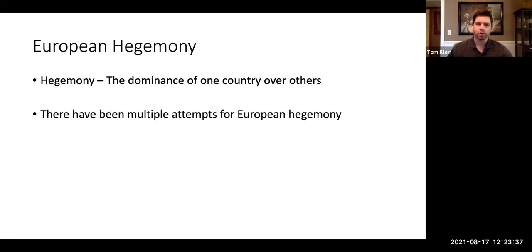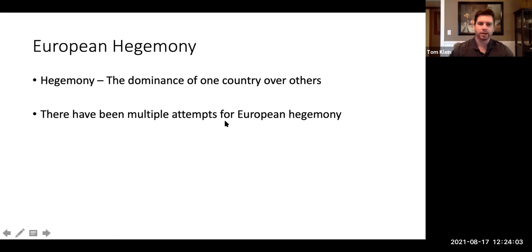You can make the argument on a more global scale that the United States is a hegemonic country globally, the most powerful, undisputed country in the world. Of course, there's counter arguments to that with the rise of China, et cetera. But hegemony is the attempt or the domination of other countries. And as I said, there have been multiple attempts throughout European history to do this.